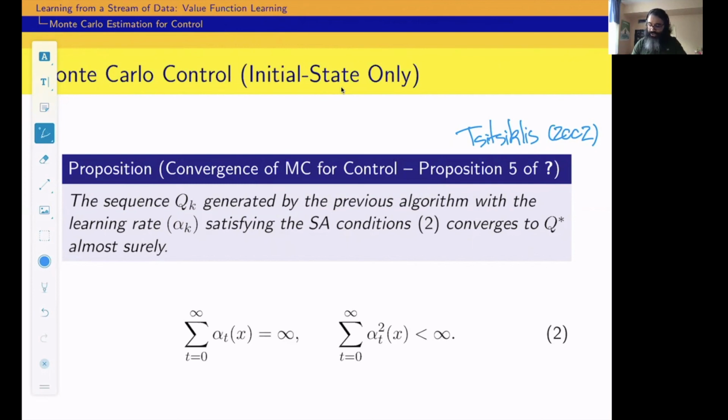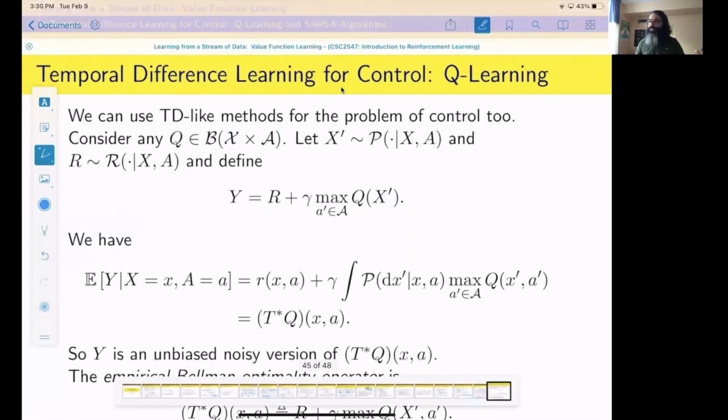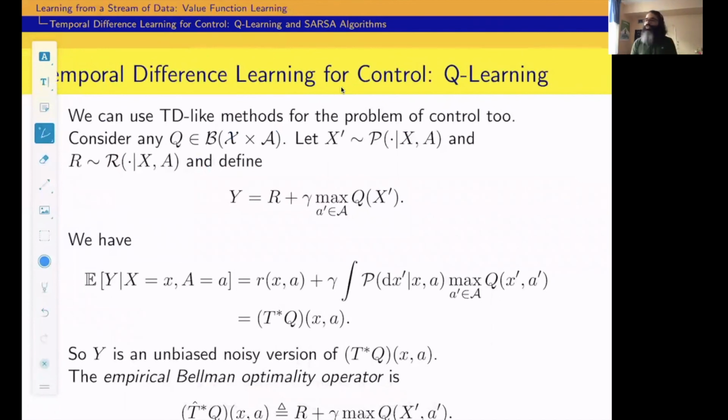Okay, so that's Monte Carlo. The other one is temporal difference learning, but for control. I'm going to talk about the Q-learning algorithm, which we had seen before in the first lecture. Here the idea is similar. We can use a TD-like method for the problem of control. Let's consider the Q function. Let X prime be selected according to P conditional on X and A, and the reward is the same.